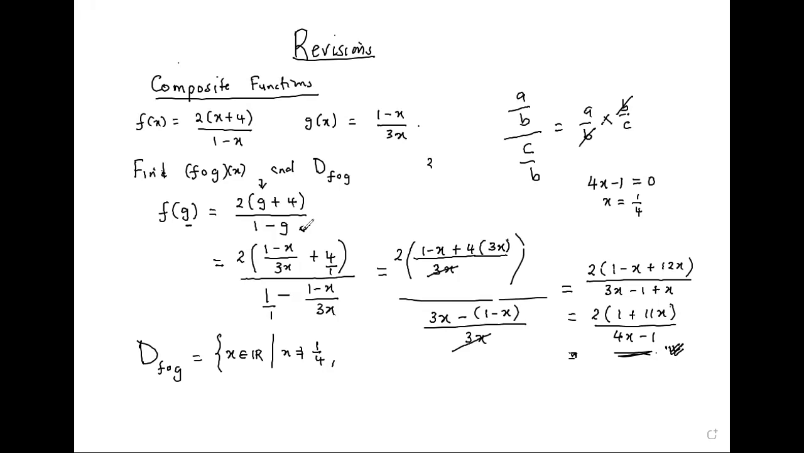So we get 3x, the denominator for g, and equate it to 0. Remember what we talked about with the denominator. It must always be non-zero. So x is 0. That's the only way 3x is equal to 0. So we come here and also remove that. So x is not equal to 0.